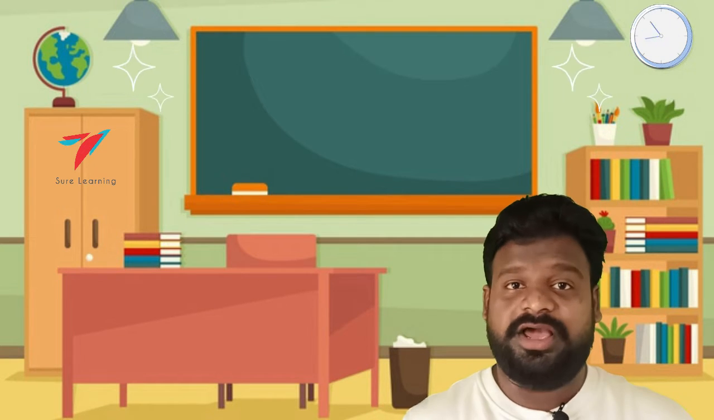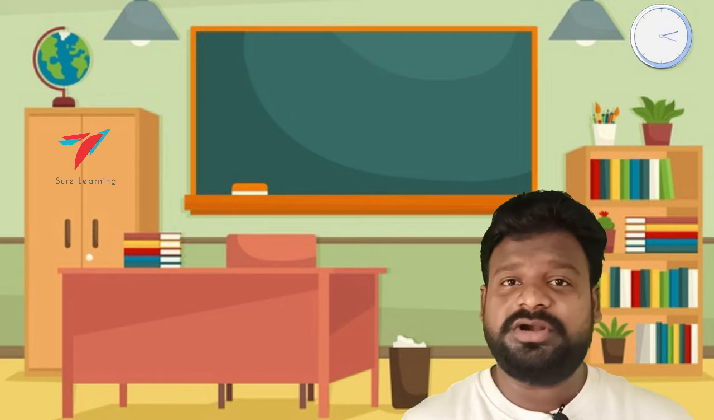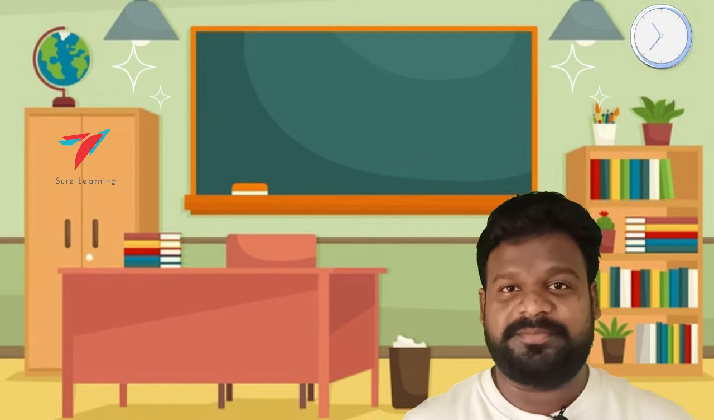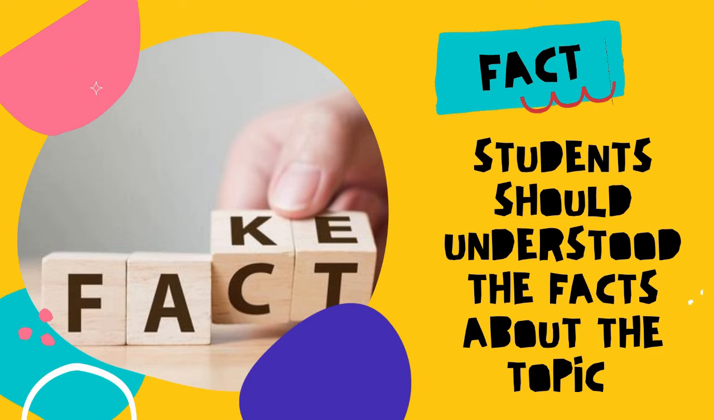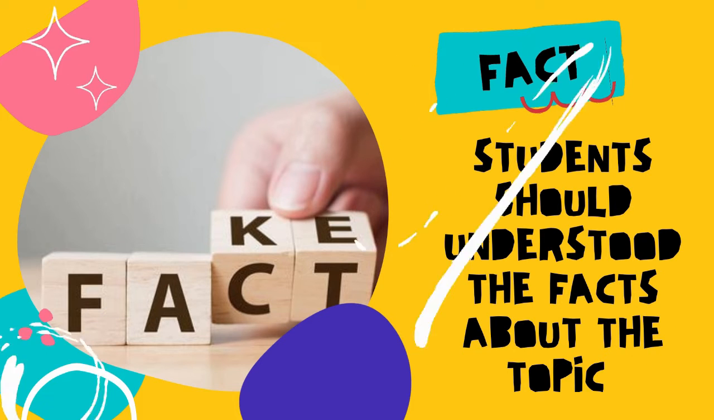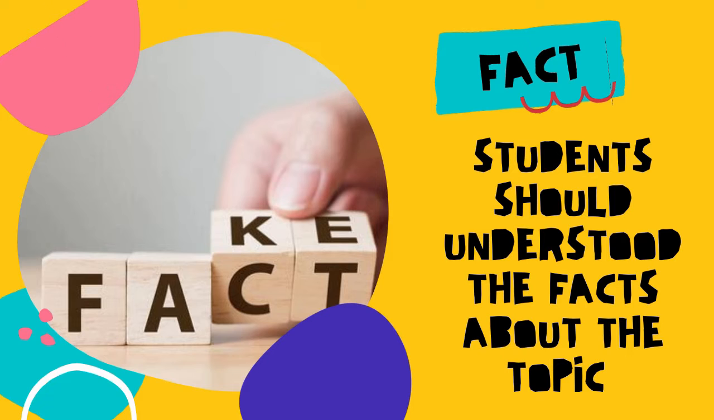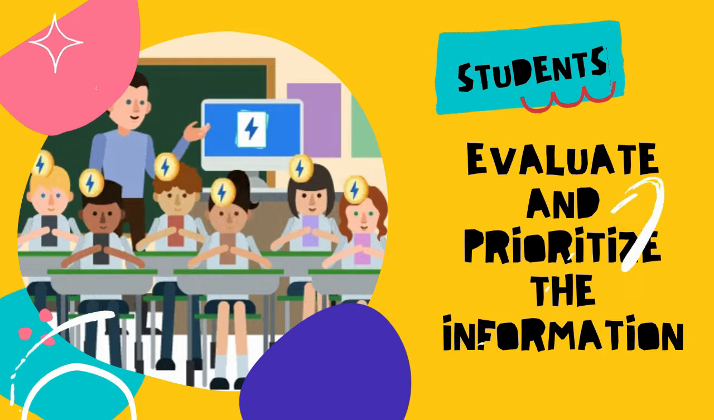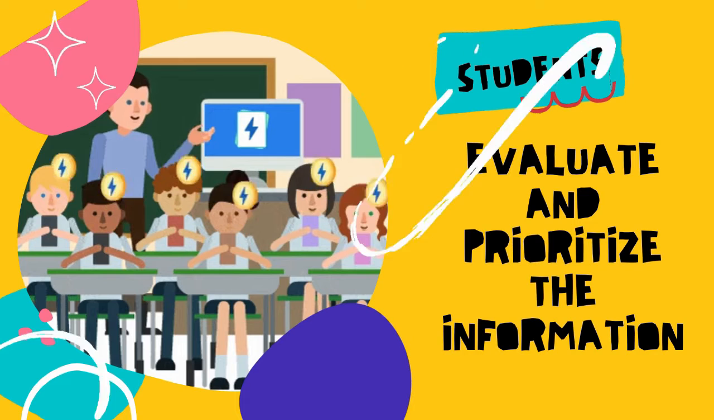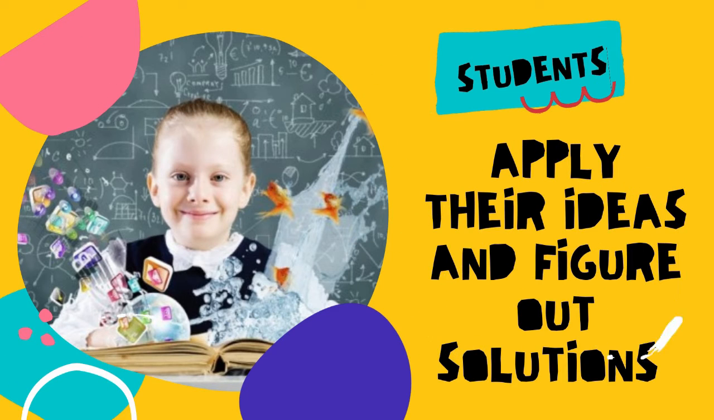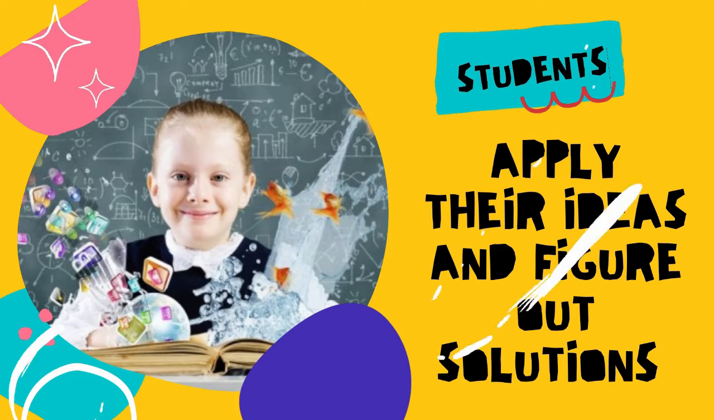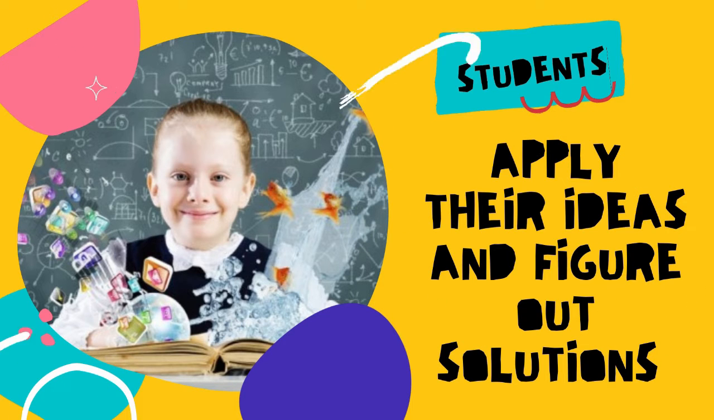This technique will help to engage students to think about the topic and activate their memory. They would like to attempt and answer broader, higher order questions more confidently. Example, whenever you are asking questions, you can start with fact-based questions to ensure that students understood the facts about the topic. Then you can ask questions in which students have to evaluate and prioritize the information. Third, you can ask some questions in which students can apply their ideas and figure out the solution.